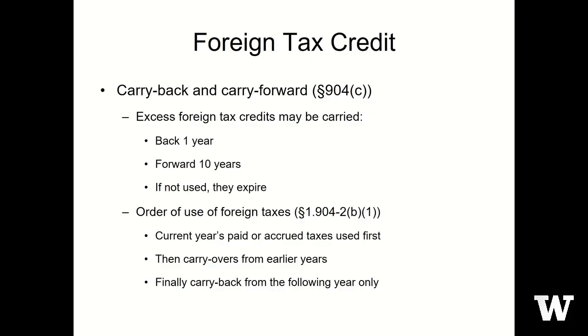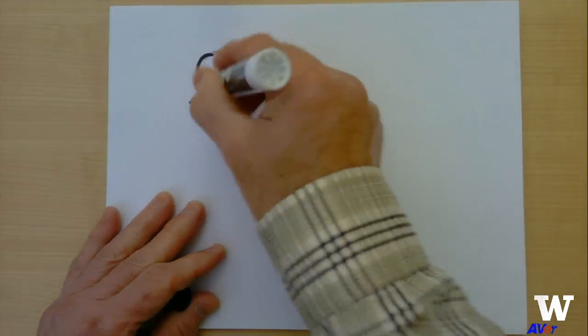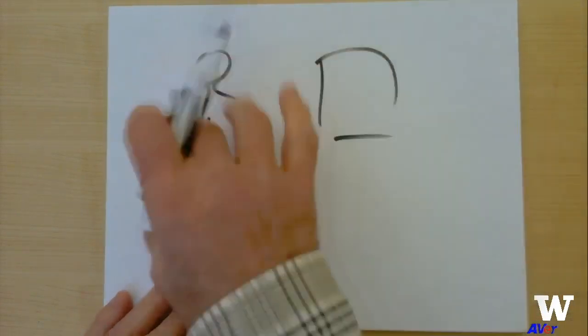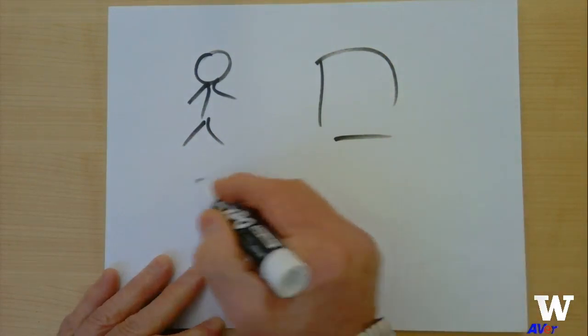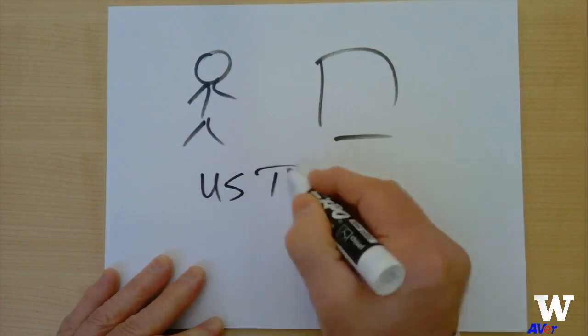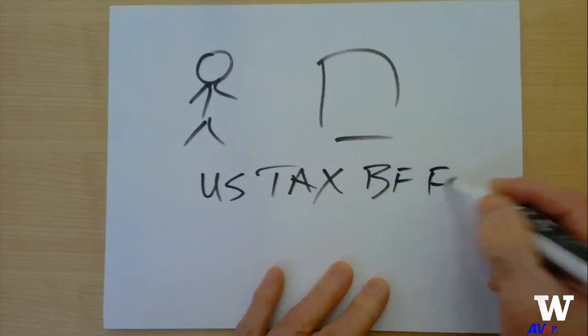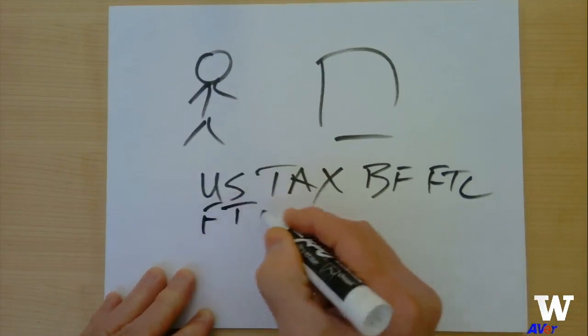The first one is carry back and carry over. So the question, first of all, is: what is it that is carried back or carried over? You have a taxpayer, whether it's an individual or a company, and either of them will have some amount of U.S. tax before foreign tax credit and some amount of foreign tax credit limitation.